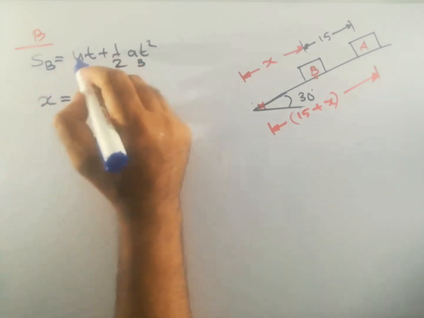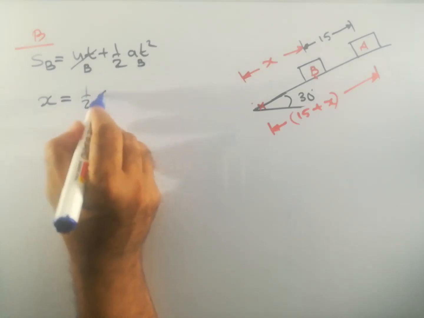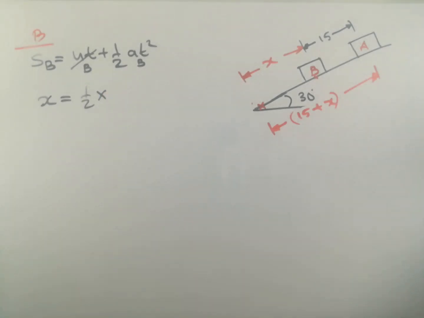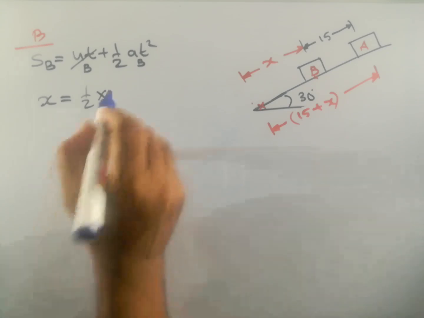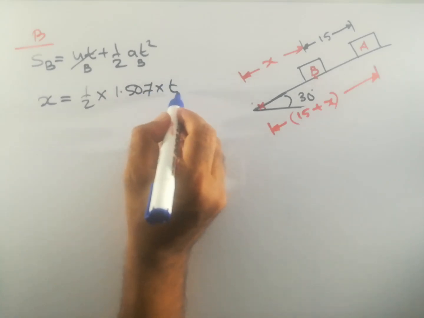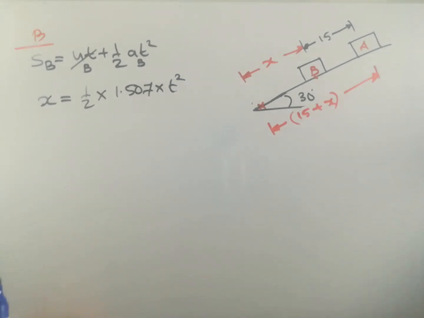Therefore, x equals UB into t, which is 0, so therefore it is half into AB, which is 1.507, into t square. So x equals half into 1.507 t square. Let this be equation number 1.